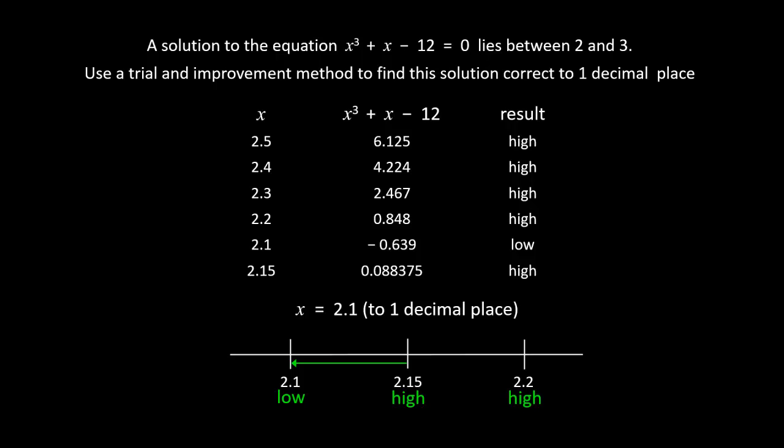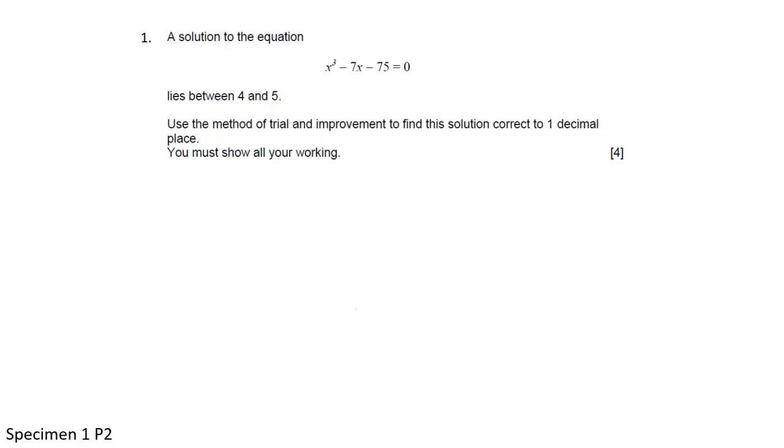Okay, so in your homework book you will now see 4 questions for you to do. There's the first one. The equation is x cubed minus 7x minus 75 equals 0. So equals 0 is important, and lies between 4 and 5 is important. So there's the headings on the table. Over to you. Press pause. Have a go at the questions. Either do them one at a time or 4 in one go, and when you want the answers, just press play.